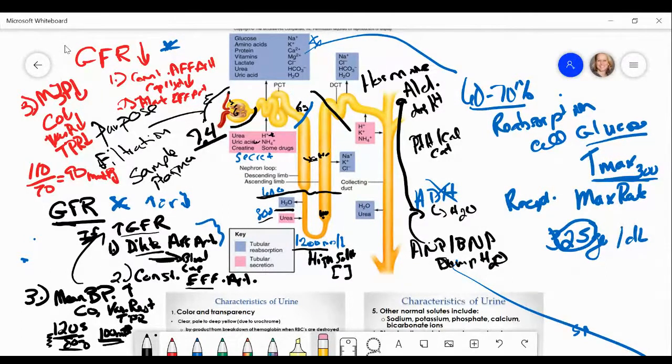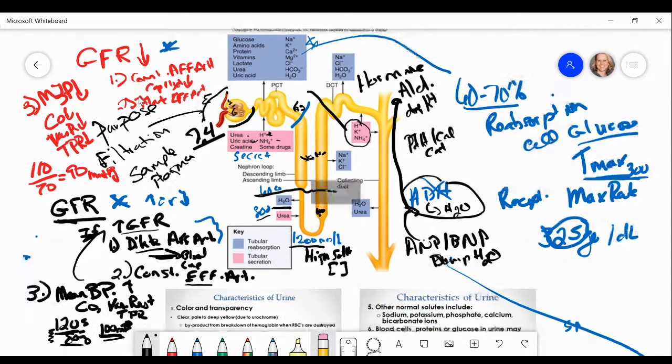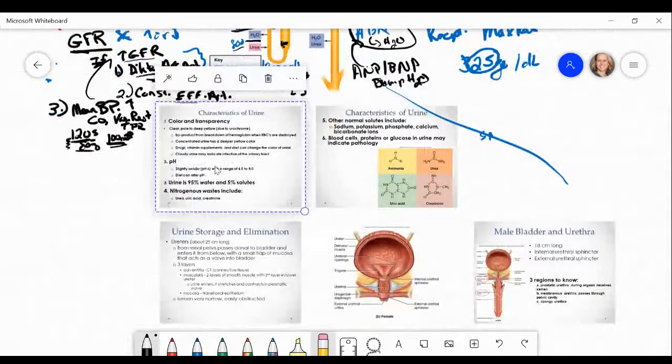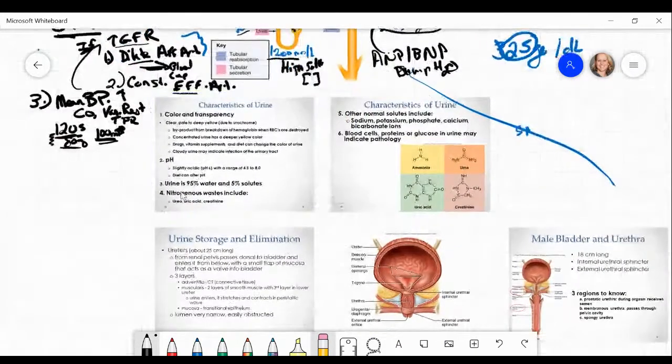Again, the collecting duct is ADH, our last ditch effort to retain water and make a urine with just a little bit of fluid, made up of lots and lots of hydrogens, ammonia, urea, and uric acid molecules that then become part of our urine. All right, so let's talk about characteristics of urine.